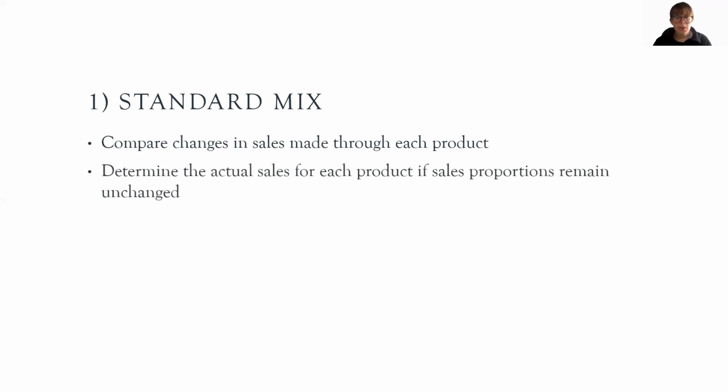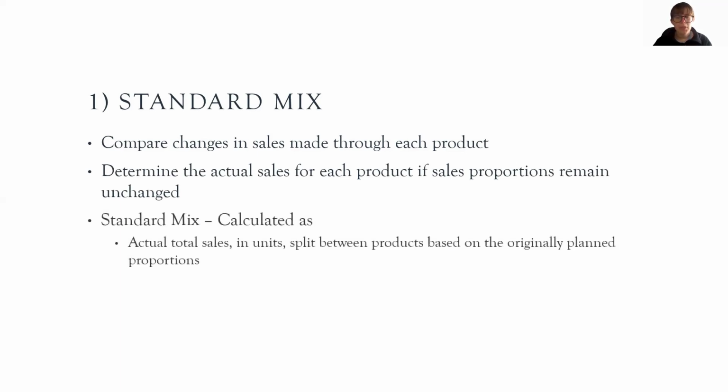Well, the first step is we get our standard mix. So we need to compare any changes in our sales which are made through each product. At this point, we can then determine our actual sales for each product if sales proportions are going to remain unchanged. So in order to actually calculate this then, we can do our actual sales in terms of the number of units and split this between the product based on the originally planned proportions.